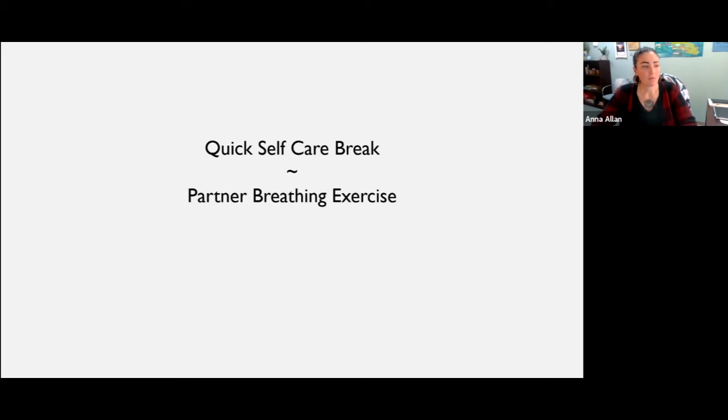So before we wrap up, just a quick example of a partner breathing exercise. This is a really great exercise to do for co-regulation. And again, you're going to have to model it or tweak it based on the developmental age of the kiddo that you have. But an example would be if we were all in the same room together, I would ask you to turn to a partner, to somebody beside you.